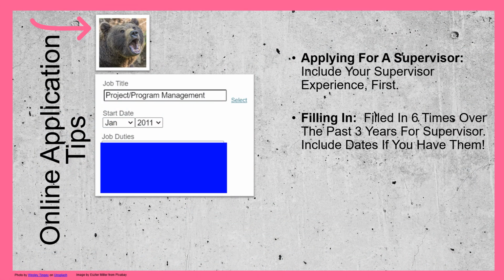So knowing you have limited characters in this block called job duties, if you're applying for, let's say, a supervisor position, you would want to include your supervisor experience first. You want to be strategic about this because, again, just limited amount of characters that you have. So you might put in, filled in 6 times over the past 3 years for supervisor. Include the dates if you have them. Details matter.